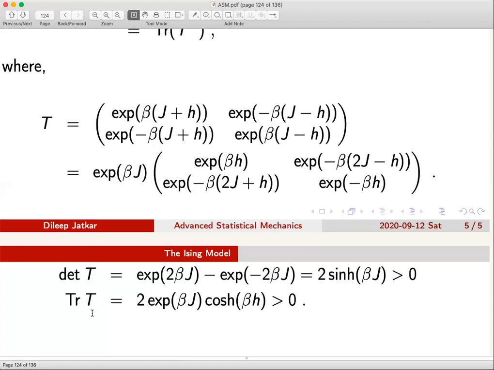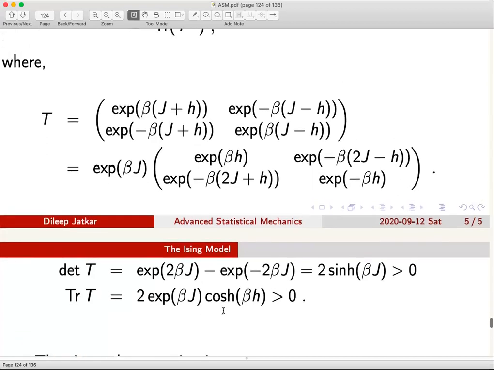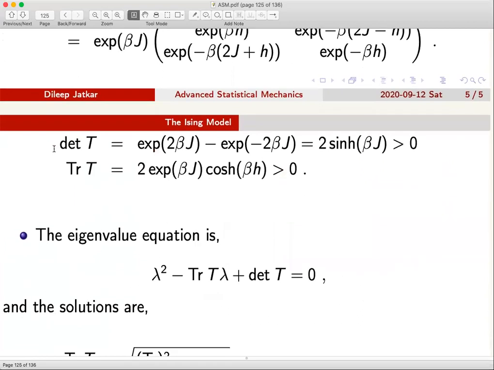Now notice one important fact: the sinh beta J term is positive. Why? Because beta is inverse temperature, which is positive, and J is assumed to be positive. We are studying the ferromagnetic model. So this quantity is positive. The trace is also positive because exponential beta J is a positive quantity and cosh is always positive, no matter what the sign of the magnetic field is. For a 2x2 matrix, if you know the determinant and trace, you essentially know the eigenvalues, so you can just solve this problem.